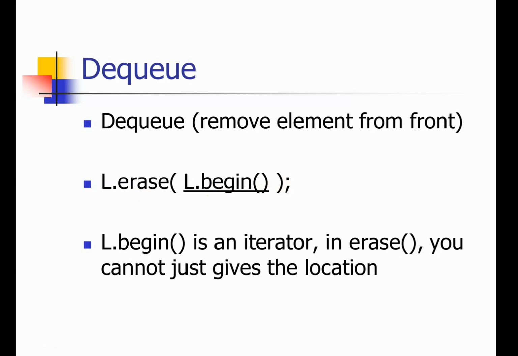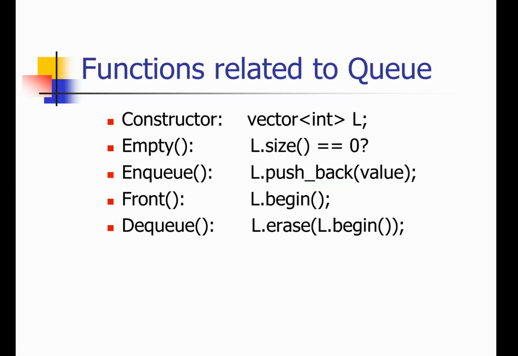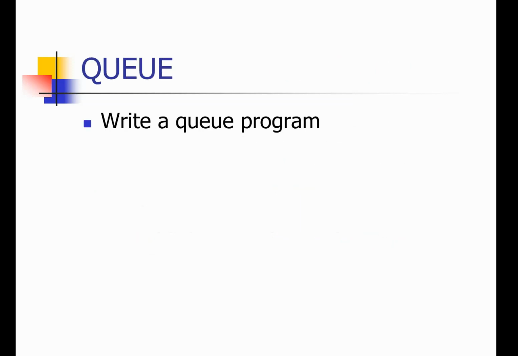So you can see that there's actually a more complicated operation in back of it, and therefore we need to use L.erase of L.begin to successfully remove the first element. And that is basically the vector implementation. Therefore, there's actually nothing new but the dequeue operation, because you need to L.erase of L.begin. Besides that, everything is the same as the stack operation.